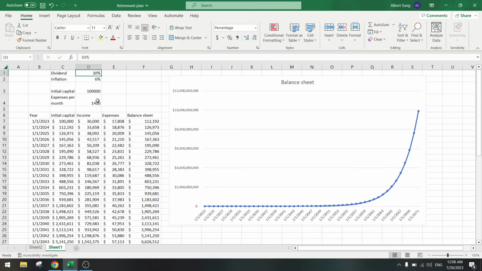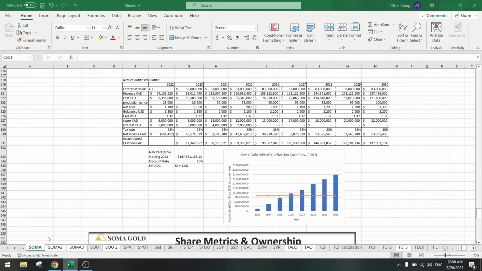So do we have a dividend stock with 30%? Can you find one? Well, look no further. We have a dividend stock of 30% right here. That's Soma Gold.